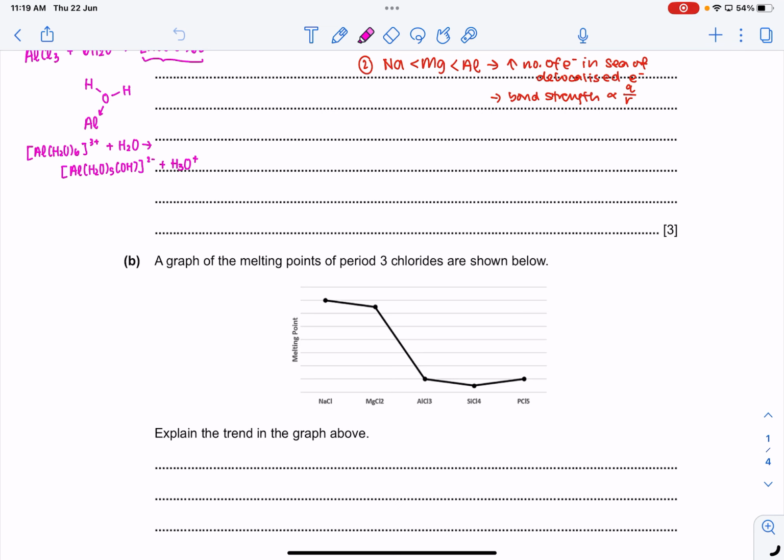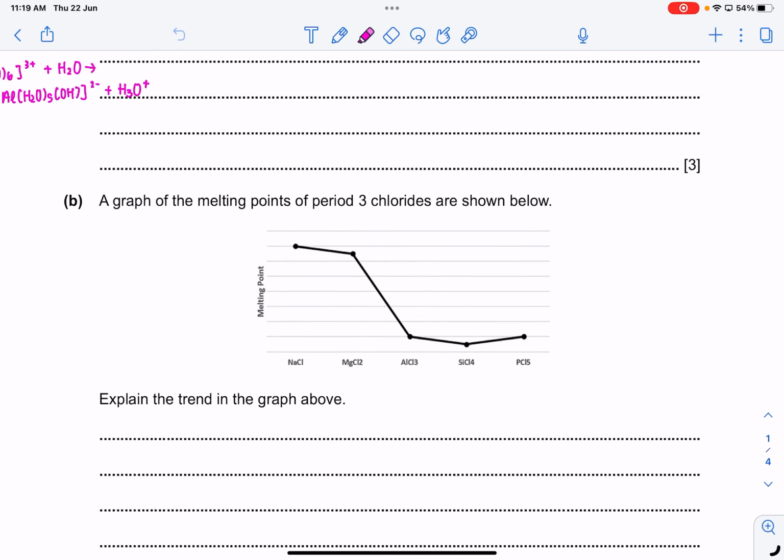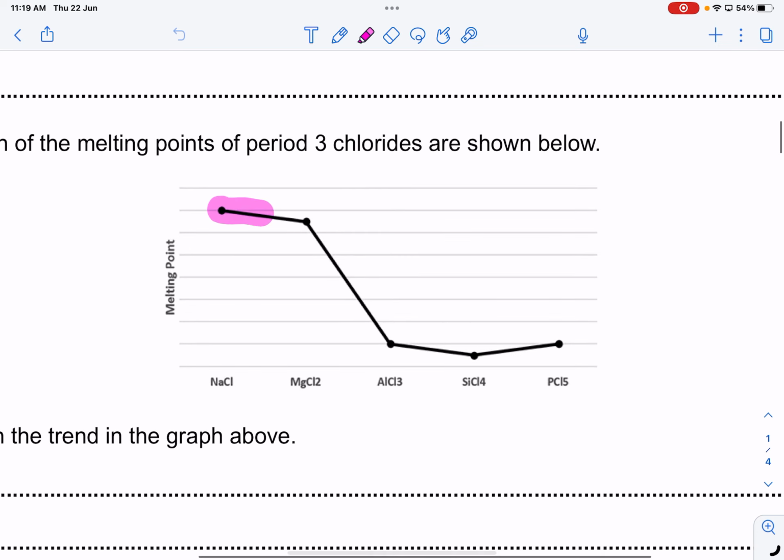Okay, so now look at the graph of the melting point of period 3 chlorides. Same thing, we will split into 3. So we will explain part 1, then we will explain part 2 by itself, and then we will explain part 3. Most of the time when you are going across the period, you explain in separate parts. Why? Because it goes from metallic to sort of metallic, sort of non-metallic. That is the middle region, and then you have your non-metallic. So that's why we always split it into 3 separate sections whenever we are explaining for the period. For group no need, because the trend always goes down.